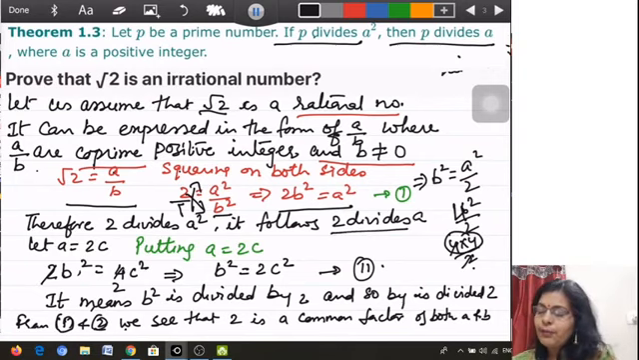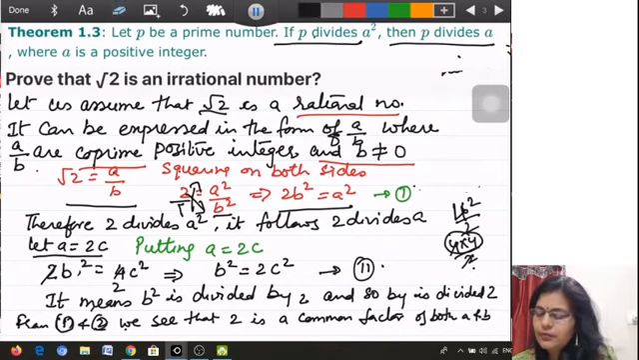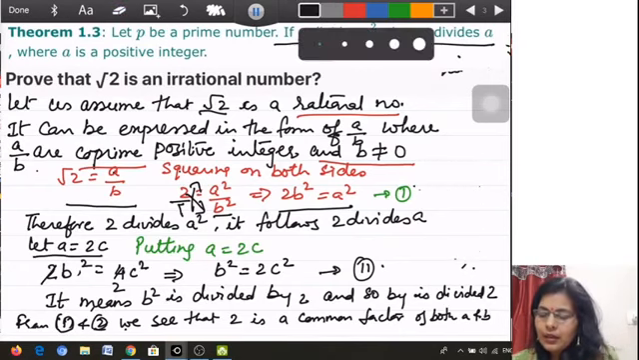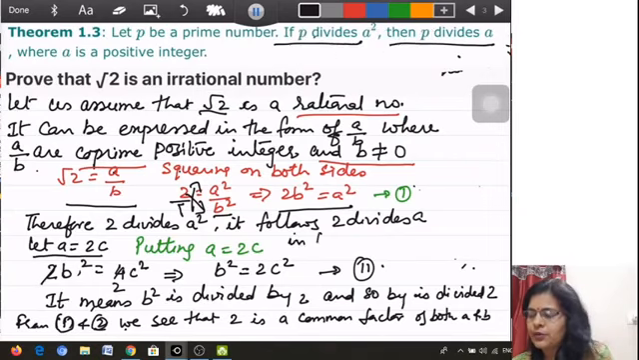Now let a is equal to 2c. We will just assume that let a is equal to 2c. Then what will we do? Putting a is equal to 2c, we have to put it in the first equation. First equation is 2b square is equal to a square. We will put it in the first equation.